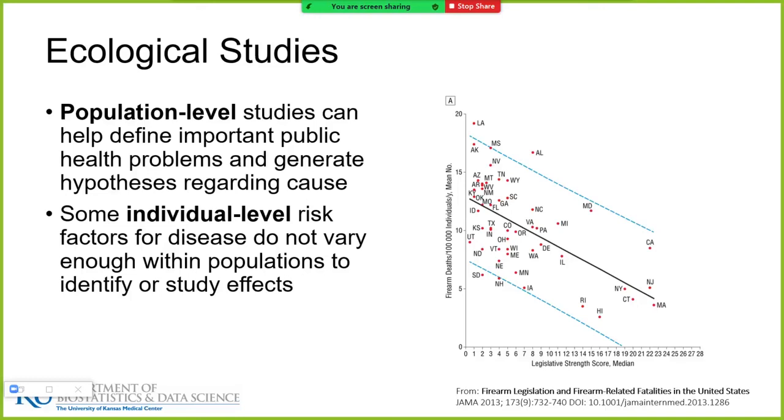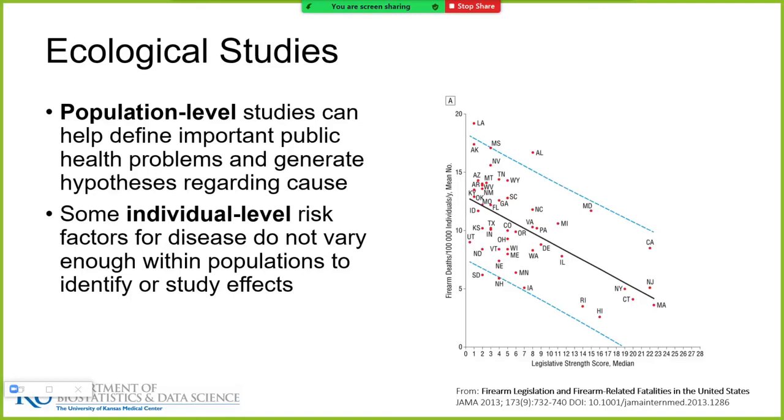In ecological studies, the reason why we conduct them is because, first of all, you might see these trends at a population level. And so these population level studies can help define and investigate important public health problems and help us generate hypotheses regarding causes of those problems, where that information could be used to design a study that will look at individuals rather than population level aggregate data.